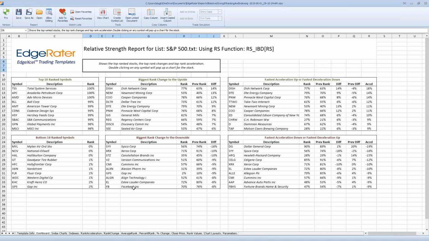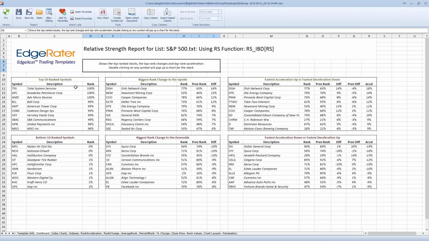Facebook is in that list too, so a lot of names that you're familiar with there. And then the third grouping over here is the fastest acceleration up or deceleration down, and then the fastest acceleration down or deceleration up. So that's kind of a second derivative of the movement there. So that's kind of a general view.